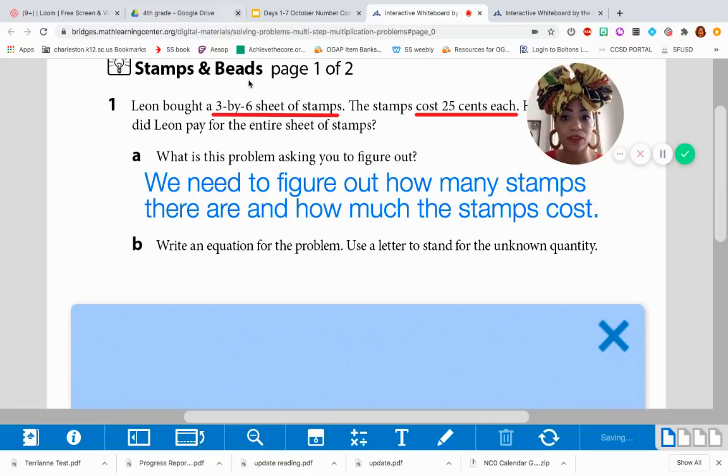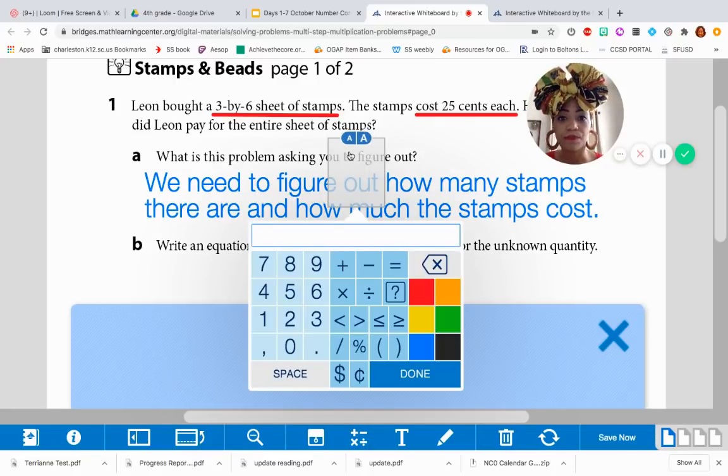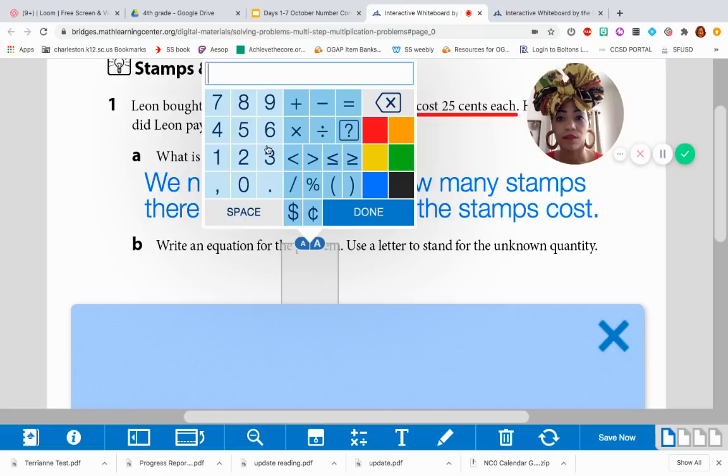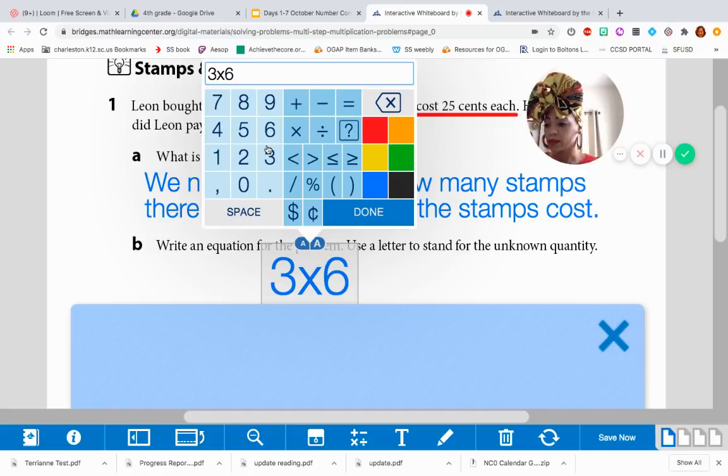Right, we underline a 3 by 6. So what does that look like if we were to write it using mathematical notation? Right, 3 by 6 looks like this. You got it. Okay, what else?